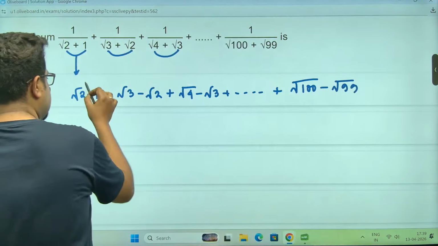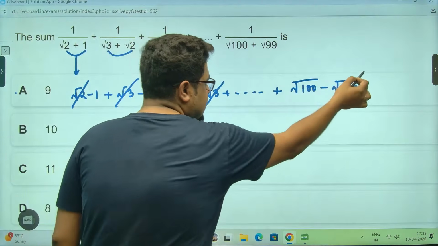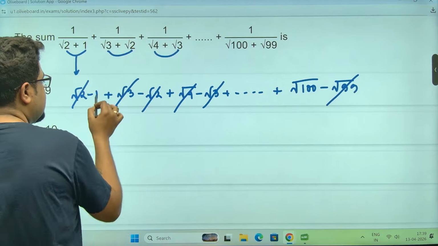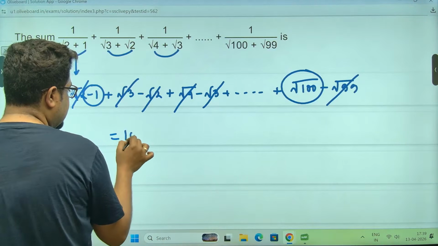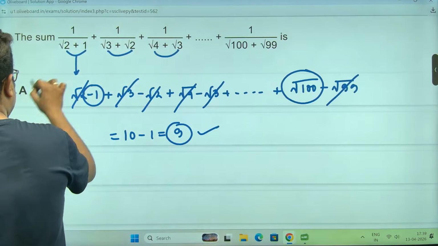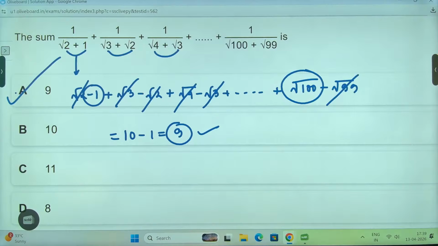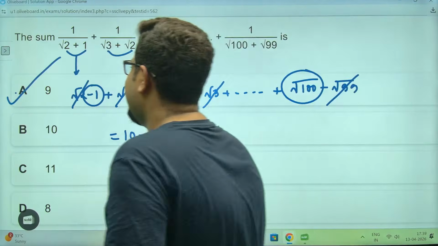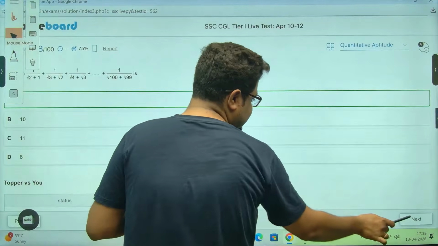You see, this cancels, this also cancels, and minus means it will cancel. The remaining will be this one and this one, which is 10 minus 1. So my answer will be 9. Not most likely, it will 100% be 9. Use your imagination; it is not a difficult question at all. Moving on.